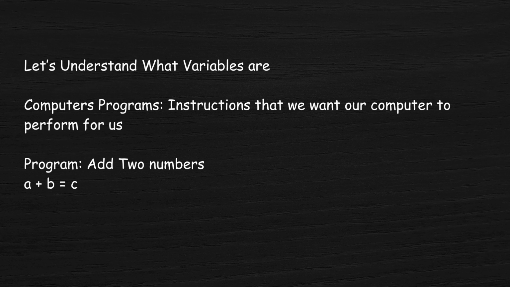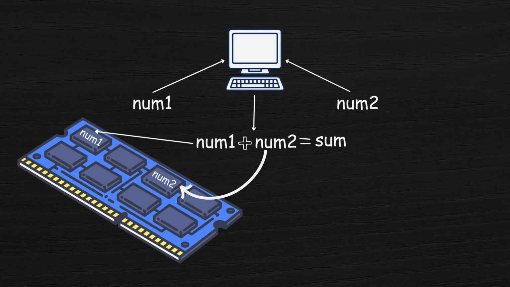Let's go back to the basics. What are computer programs and scripts? They are simply instructions that we want our computer to perform for us, right? Now let's take an example of a program that will add two numbers, and in order to get the sum of two numbers, we need to feed those desired numbers to the computer and the rest will be handled by the computer. In other words, we need to store those two numbers in our computer memory and they will be used by the program during its execution.